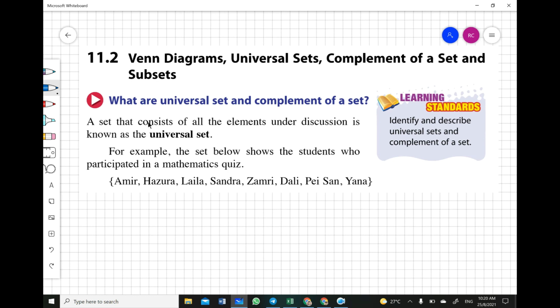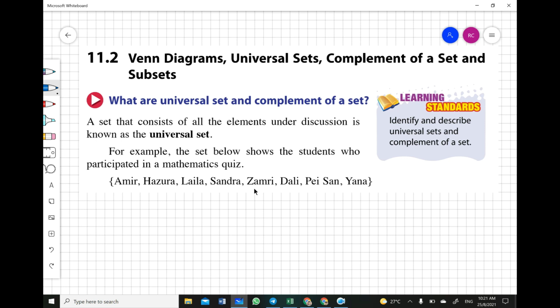A set that consists of all the elements under discussion is known as the universal set. For example, the set below shows the students who participated in a mathematics quiz. So these are the students that participated in the mathematics quiz: Amel, Azura, Laila, Sandra, Zamri, Dali, Peishan, and Yana. A lot of them.